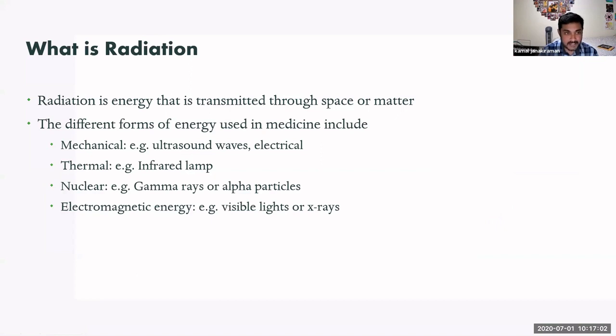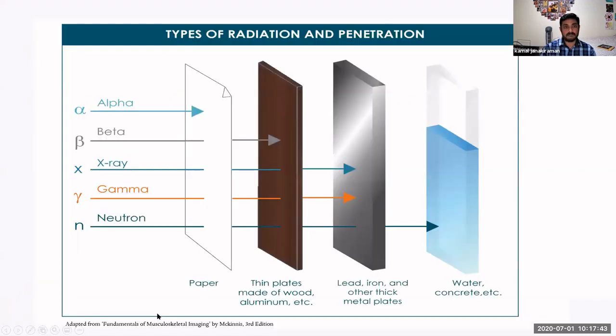So, what is radiation? Radiation is energy that is transmitted through space or matter. The different forms of energy used in medicine include mechanical, thermal, nuclear, and electromagnetic energy. Some examples for mechanical energy are ultrasonic waves and electrical. Thermal, the example is the infrared lamp. Nuclear, examples are gamma rays or alpha particles. Electromagnetic energy, examples are visible light or X-rays.